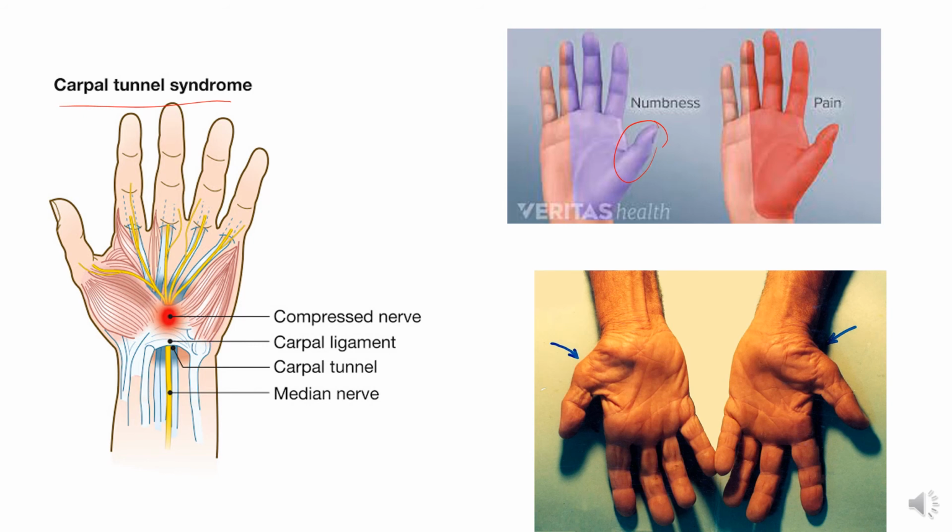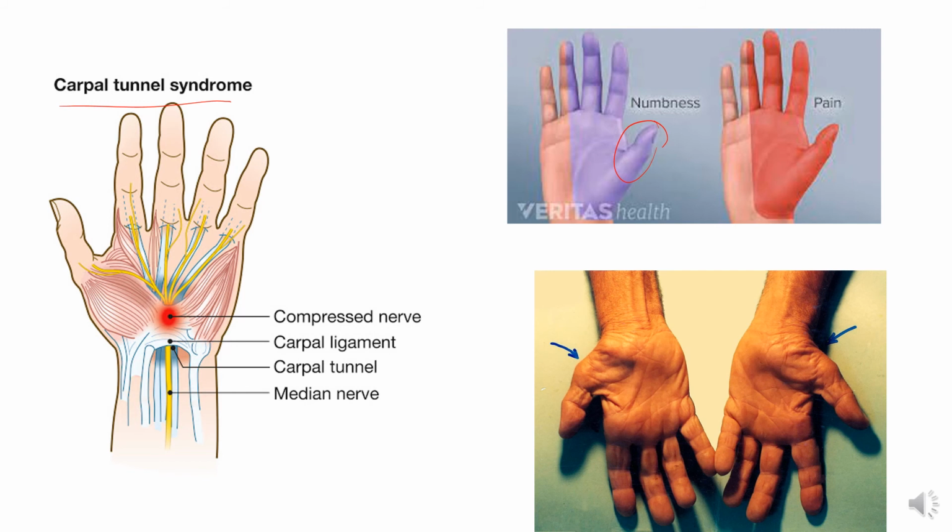Many cases are idiopathic or secondary to other conditions, for example, rheumatoid arthritis, diabetes mellitus, acromegaly, and hypothyroidism. Rheumatoid arthritis is an autoimmune disease of the joints. There is antibody formation against the synovial membranes of the joints, and the joints swell up and cause pain, and in this the median nerve is compressed.